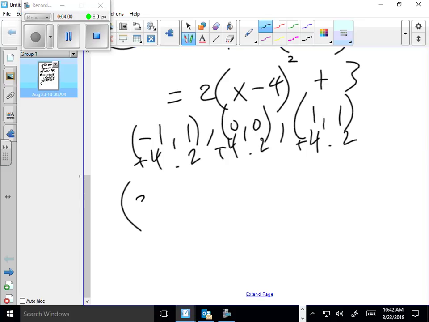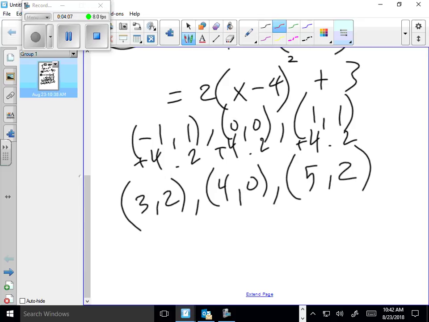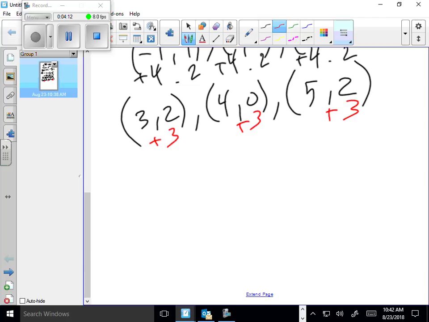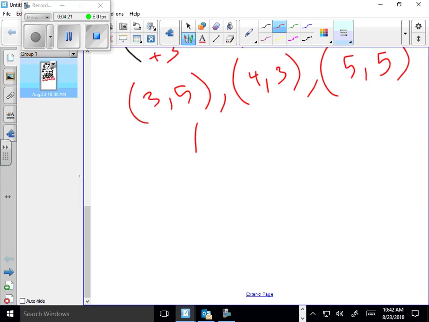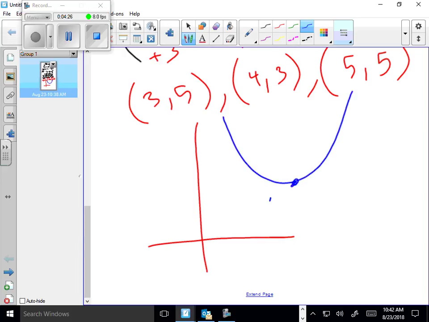And so we end up with 3, 2. We end up with 4, 0. And 5, 2. But she said don't forget to add 3 to all those y's. And so now we've got 3, 5, 4, 3, 5, 5. And when I plot those points, I've got 4, 3, 3, 5, and over here, 5, 5.